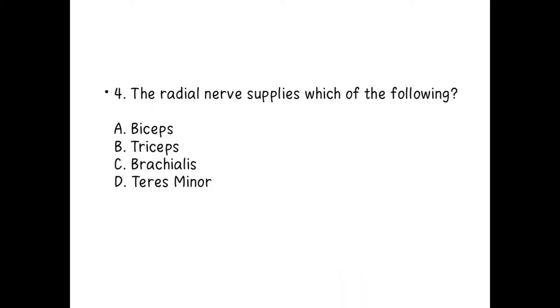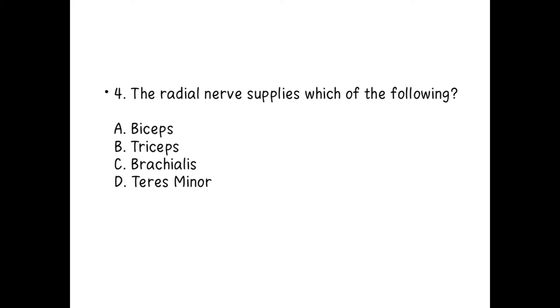Our next question goes like this. Number four, the radial nerve supplies which of the following? A. Bicep. B. Tricep. C. Brachialis. D. Teres minor. Which of the following is supplied by the radial nerve?